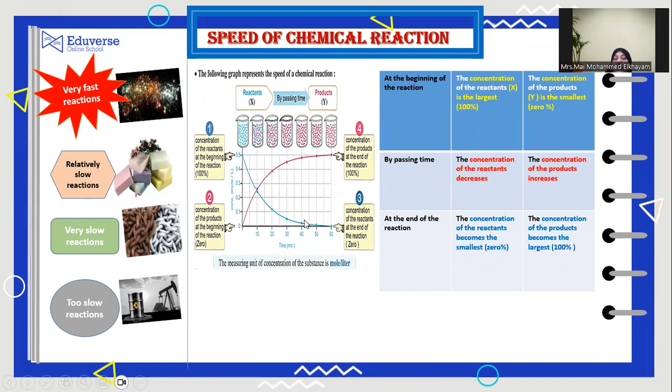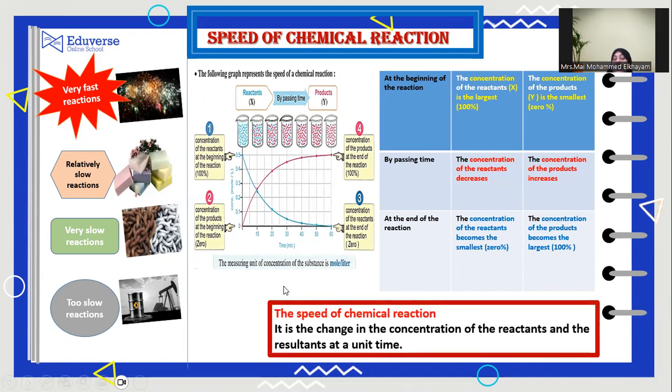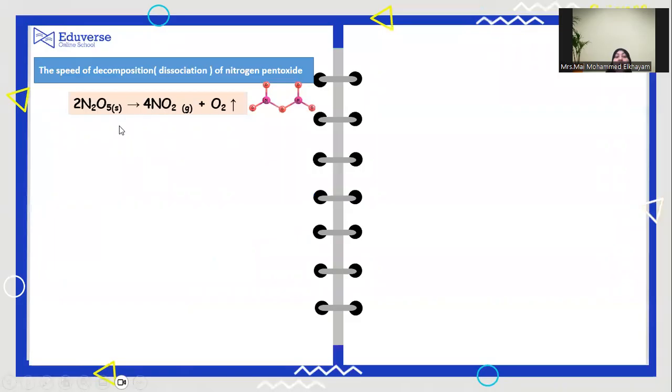At the end of the reaction, for sure, the concentration of the reactants will be 0, while the concentration of products will reach its maximum, which is 100%. So now we can define the speed of chemical reaction. It is the change in the concentration of reactants and products at a unit time. Take the speed of decomposition or dissociation of nitrogen pentoxide. Penta means 5, and pentoxide means I have 5 oxygen, so it is written like this. I need 2 molecules of nitrogen pentoxide to give 4 nitrogen dioxide plus oxygen gas.